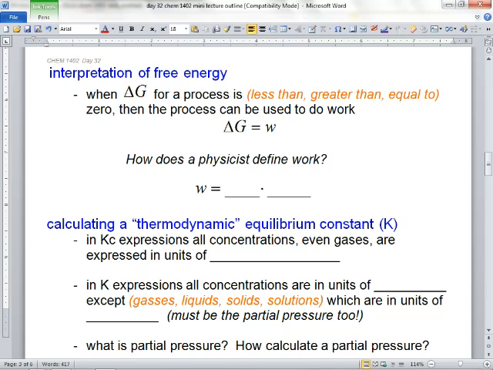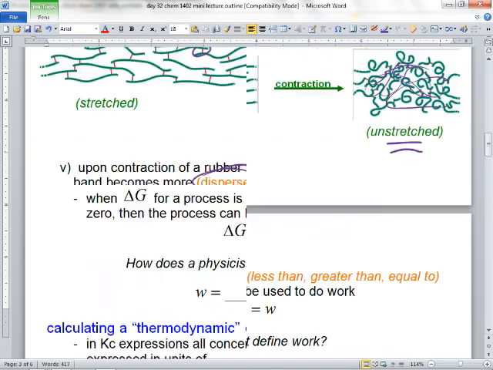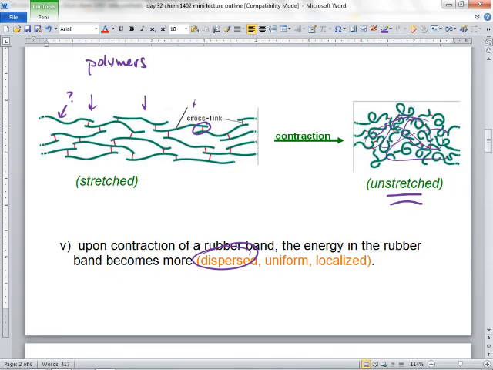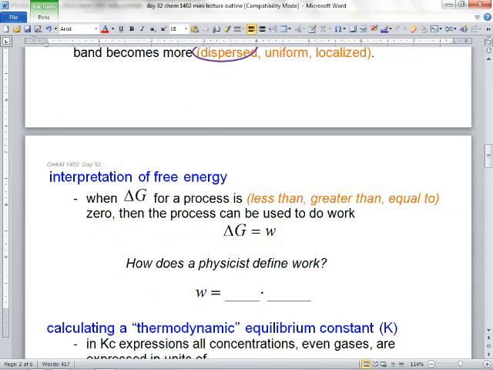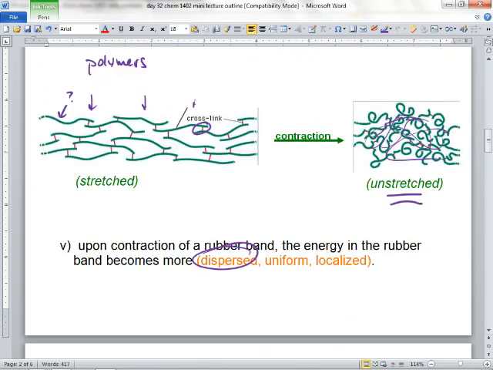Interpretation of free energy. No, it's spread out more. Yeah, now it's unstretched. The energy is dispersed all over the place. Yeah, it's really dispersed. Right. Have the thing stretched? I mean, look, it's even getting smaller, right? And the energy's, it's kind of hard to tell. Really, you can only tell by looking at the molecular level whether it's spread out or uniform. You wouldn't know that unless you looked at it. Okay.